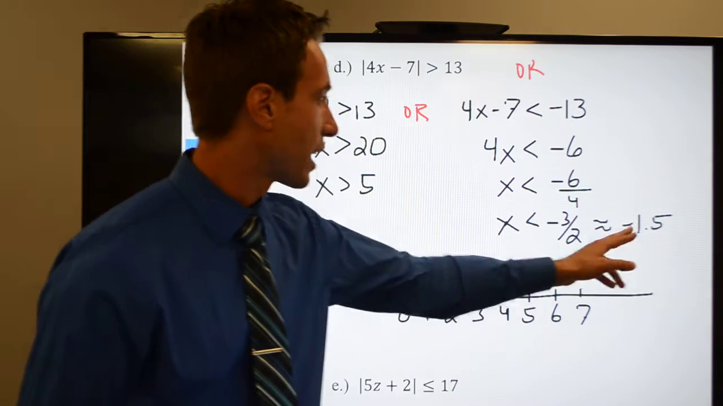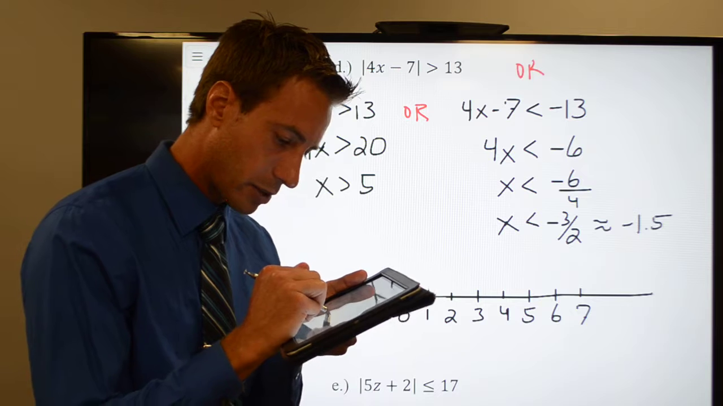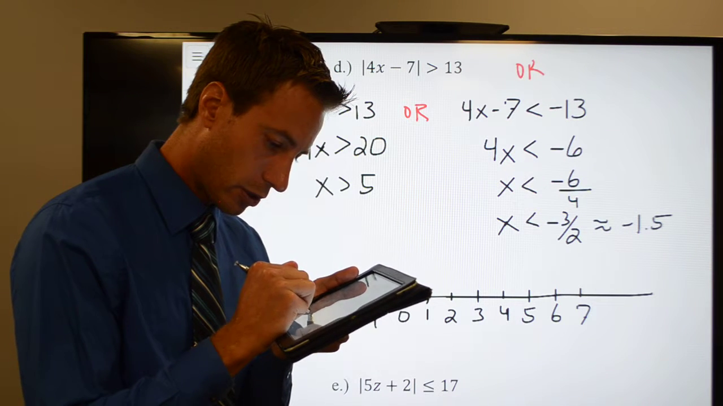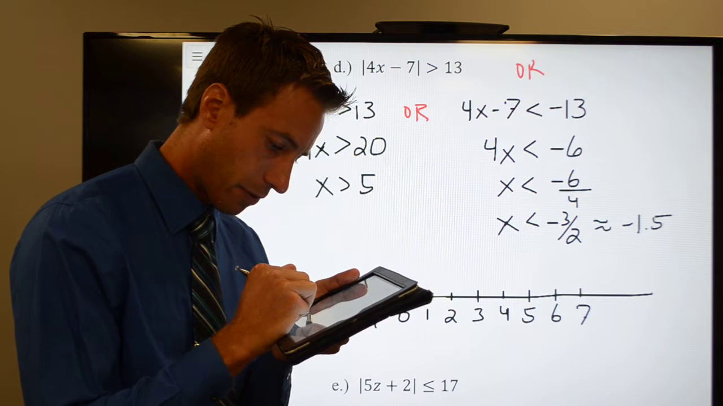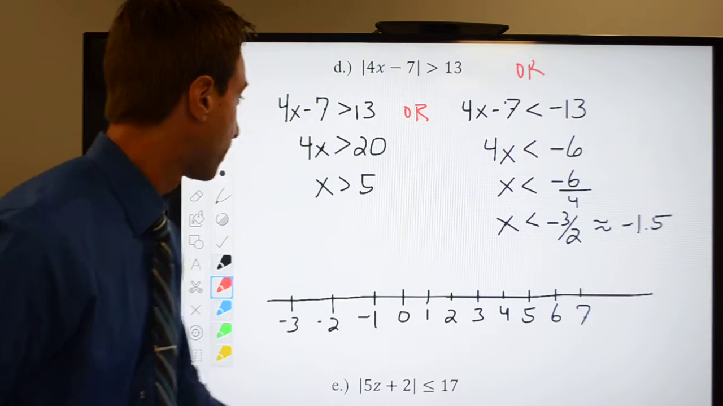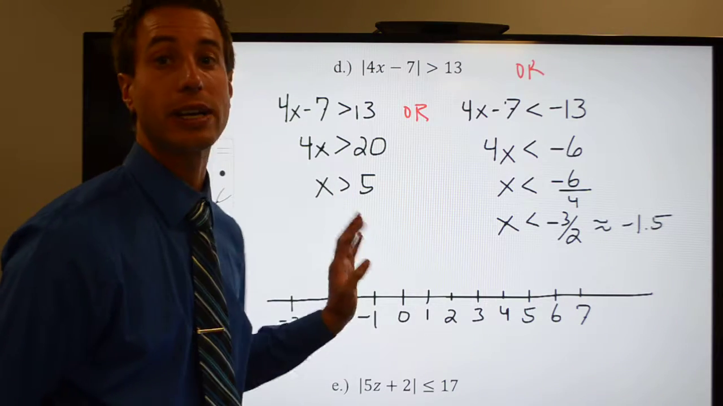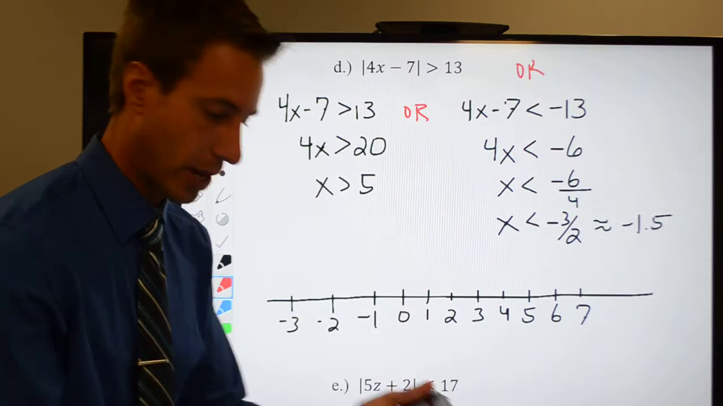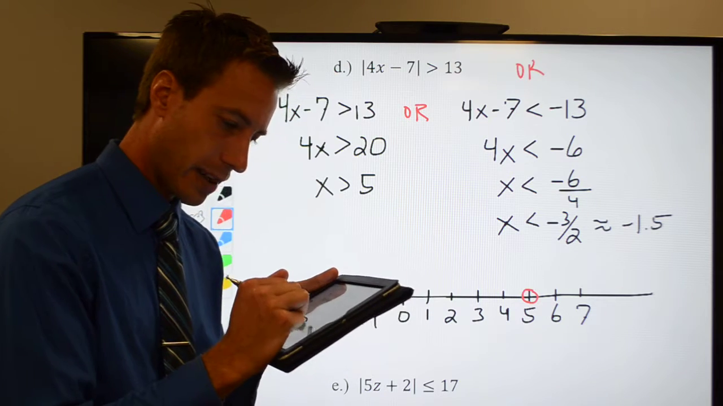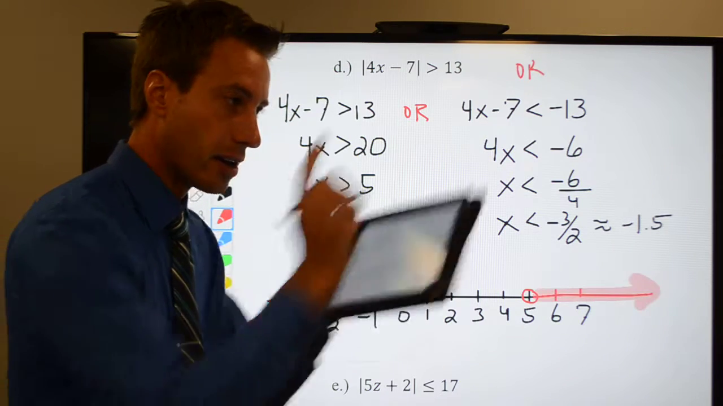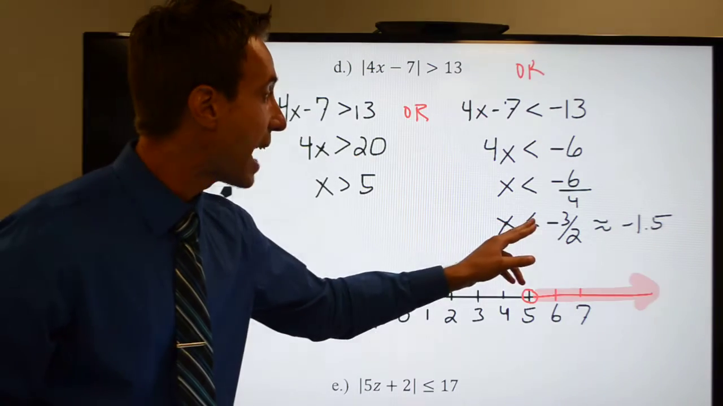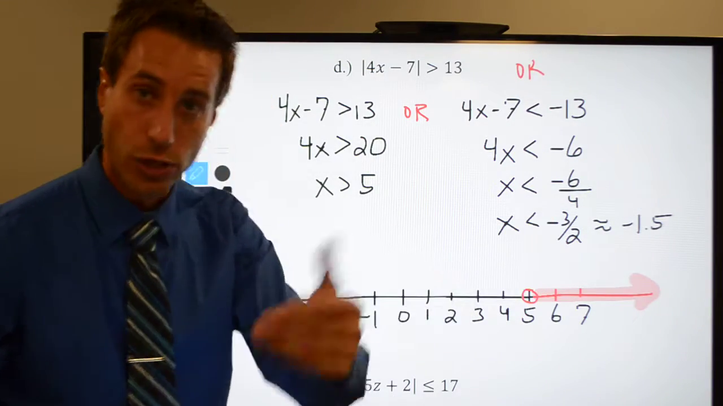Let's go ahead and take care of this negative 1.5. So let's see here. There's my negative 1, negative 2, negative 3. That should be plenty far enough. Let me do this one in red. I need everything strictly greater than 5. Everything greater than 5. So that's going to be an open circle on 5, and we need everybody going that way. The next one is going to be, I need everything less than a negative 3 halves, which is a negative 1.5 guesstimated.